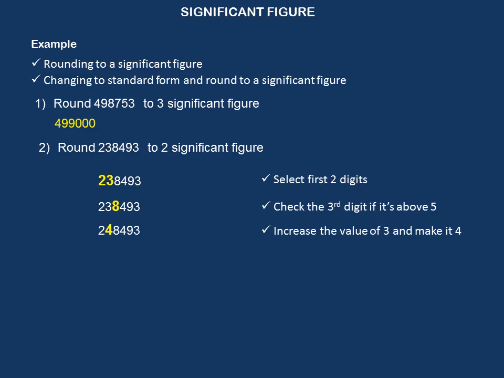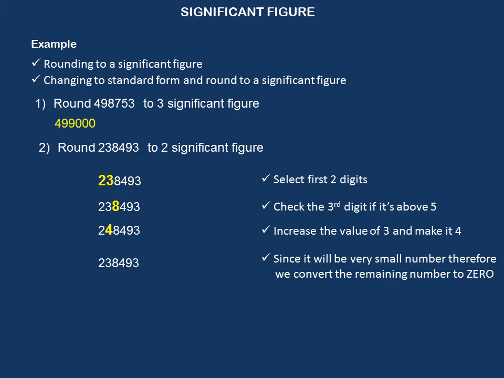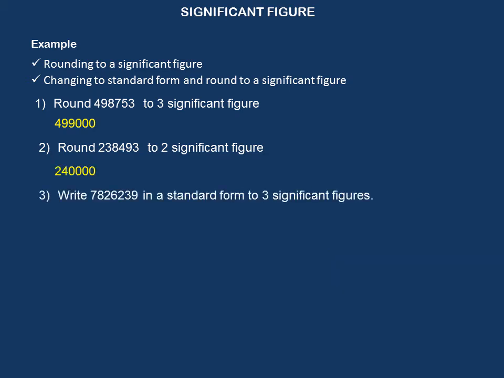And the rest after the 4, we've got 8, 4, 9 and 3. They will convert into zeros. Now the answer is going to be 24,000 rounded up.